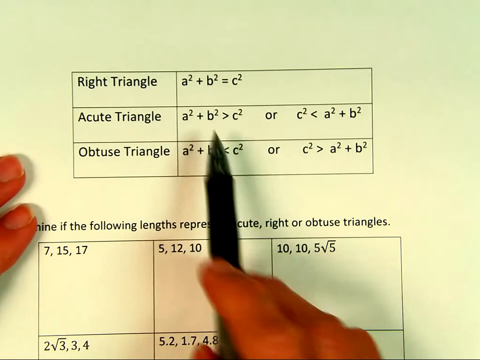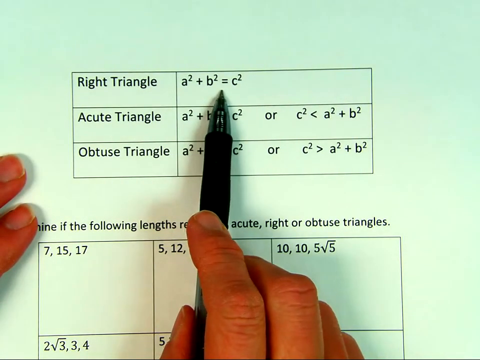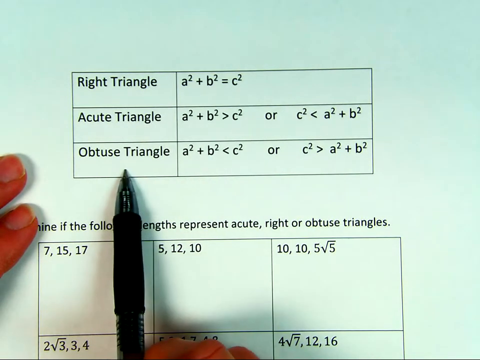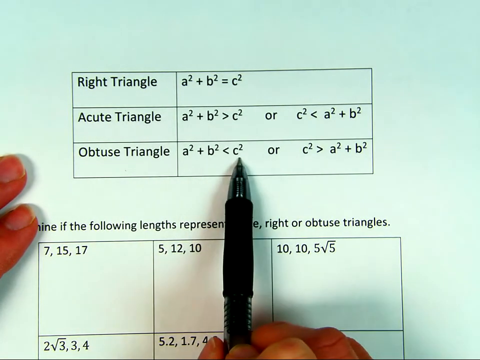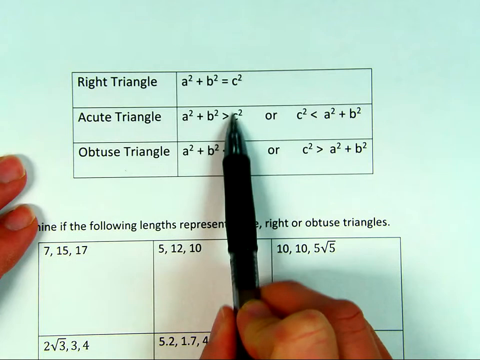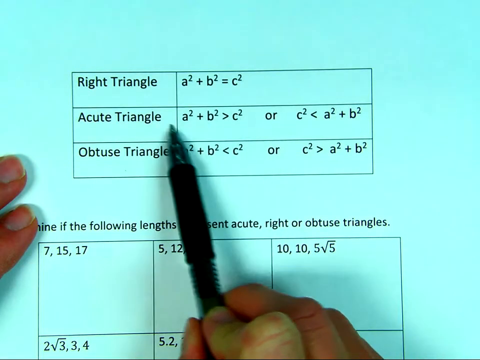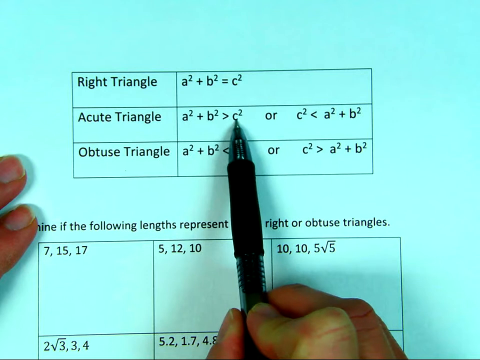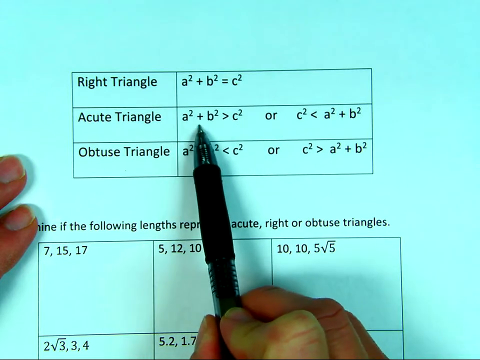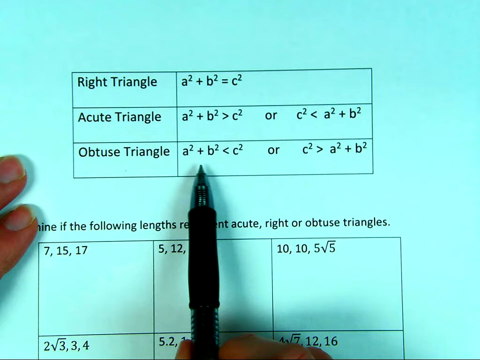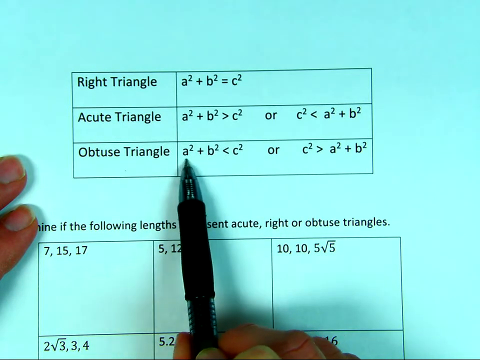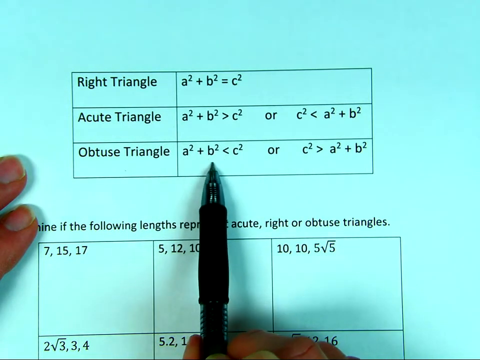These are little formulas. So we already know the Pythagorean theorem. a squared plus b squared has to equal c squared. But in an acute triangle and an obtuse triangle, if you take the longest side, if the longest side squared is less than the sum of the squares of the other two sides, then it's acute. Or if it is greater than the sum of the squares of the smaller sides, then it is obtuse. You can write it either way.